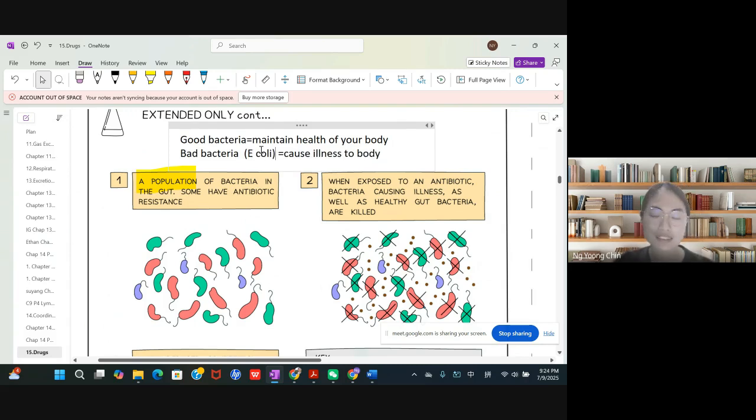Because bacteria is too wide a variety. Okay. And even when we talk about E. coli, E. coli is a very large group of bacteria. So inside this E. coli group, you have the E. coli which is very, very bad.